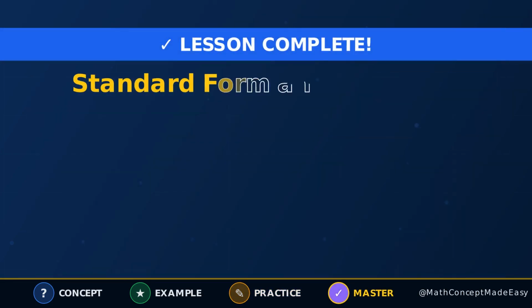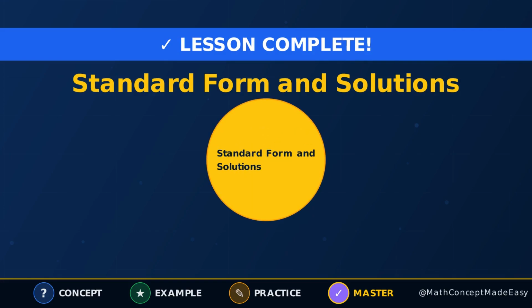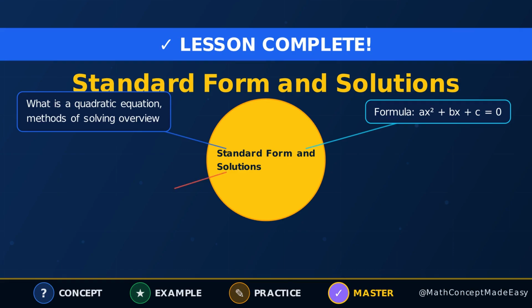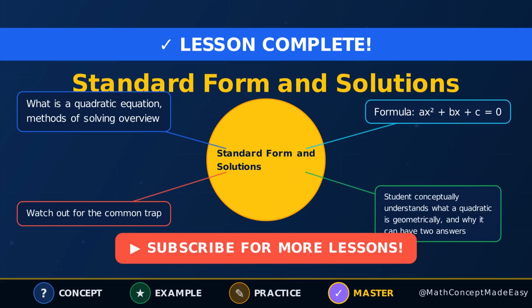Let us bring today's lesson together in one picture. At the center of everything sits standard form and solutions. We explored what a quadratic equation is, and a methods of solving overview. The one formula to remember is ax squared plus bx plus c equals 0. Watch out for the common trap we discussed. And remember our goal: to conceptually understand what a quadratic is geometrically, and why it can have two answers. In an exam, write the rule first and check each substitution.